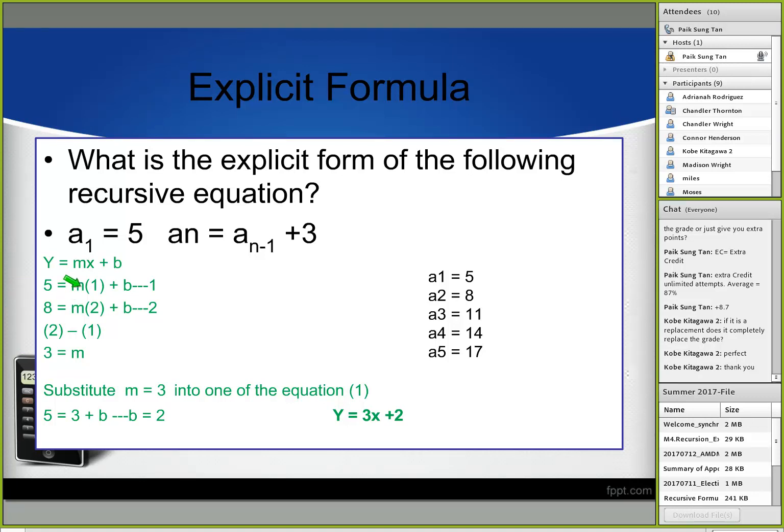2m subtract 1m, I get 1m. And b subtract b, I get no b, 0. So with just a simple subtraction, I know my m is 3. Okay. Now I plug my m into my equations.